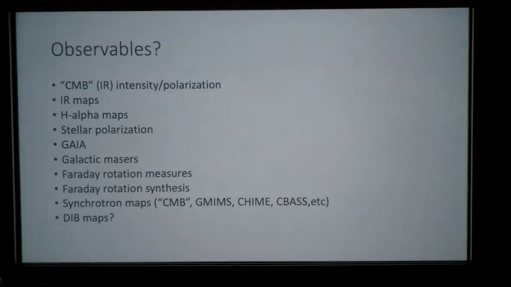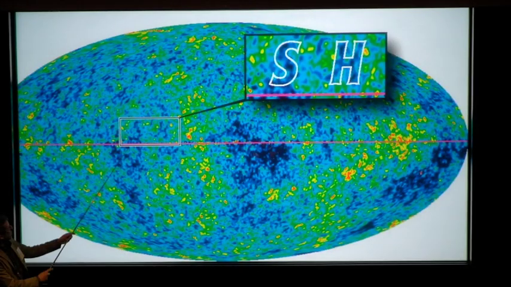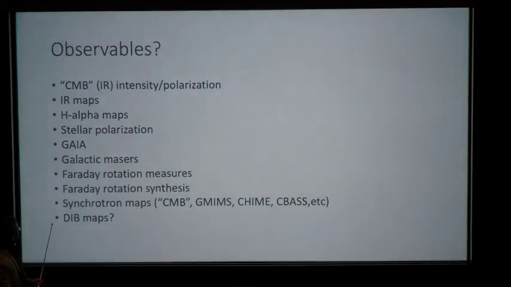Actually, I have a related slide. So I had one more slide. Well, I had two more slides. I was also wondering whether the signal seen in the cosmic microwave background also shows up in the interstellar medium. You all know about this signal that showed up in the cosmic microwave background. So I was trying to think of a list of observables that are being brought to bear on our efforts to map the distribution of dust and magnetic fields in the ISM.